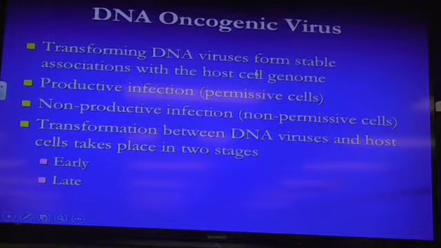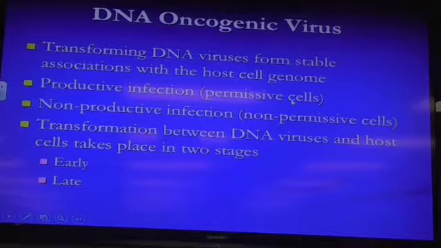So transforming DNA viruses form stable associations with the whole cell genome, so they actually incorporate themselves in the DNA. Productive infection is when the infection allows more virions to be produced. That type of cell is called a permissive cell. And if you see the word non-permissive cell, that means the cell becomes infected but it's non-productive, meaning it does not allow the transcription of more virus protein and more virions, okay? These are the cells where you're more likely to get transformation to tumor cells than permissive.